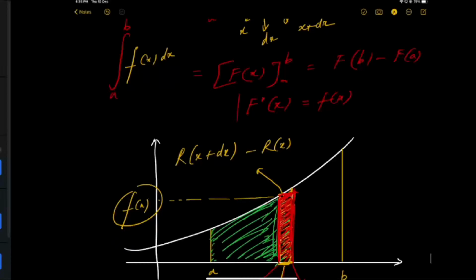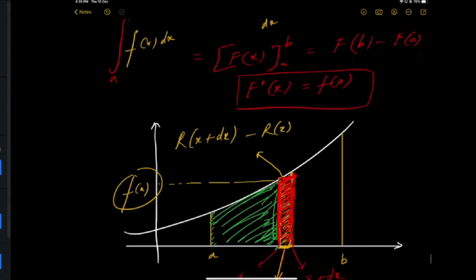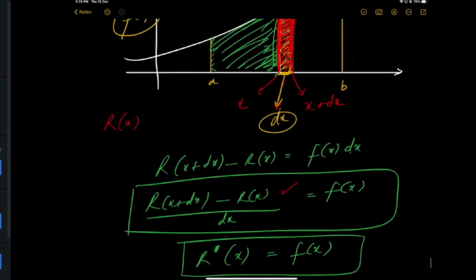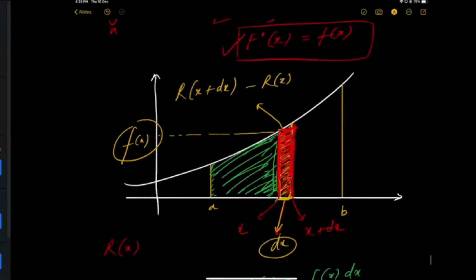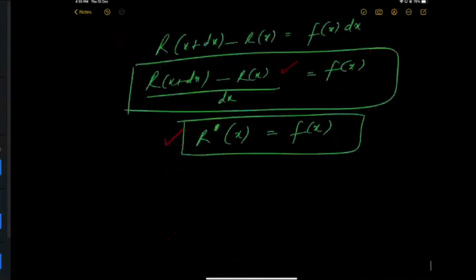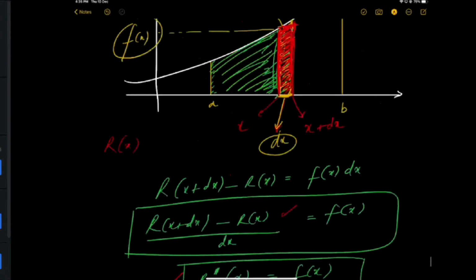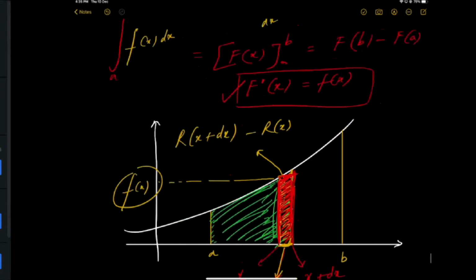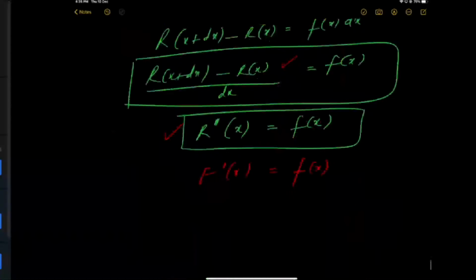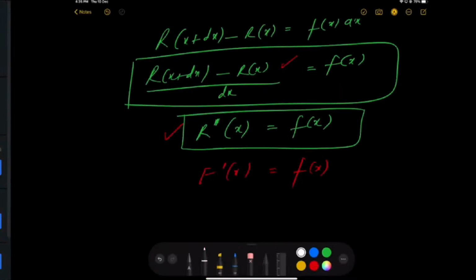Second, F dash of x is also equal to f of x. Now F dash of x is f of x, as well as R dash of x is f of x. See, here we wrote F dash of x is also equal to f of x, according to our claim. Okay. Now both derivatives of both the functions are same. Now a quick question for you.